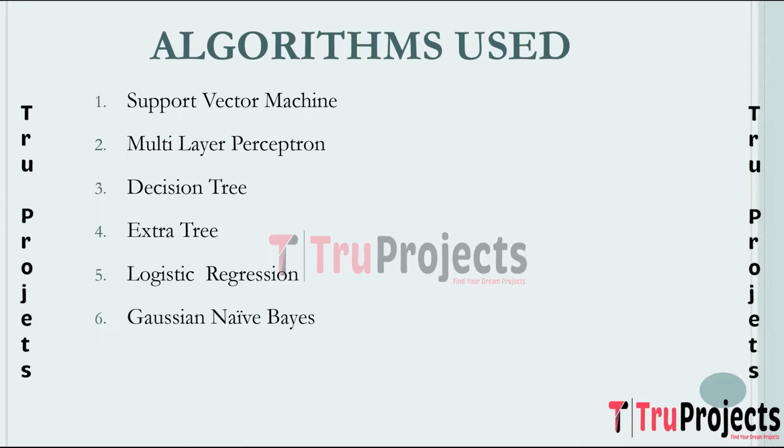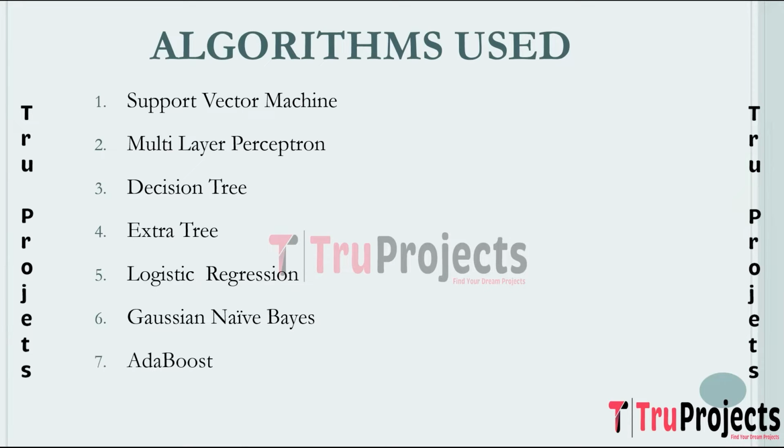The next algorithm is Gaussian Naive Bayes. Gaussian Naive Bayes is a probabilistic classifier based on Bayes' theorem and assumes that features are independent of each other given the class label. It models the likelihood of a feature given the class using Gaussian distributions. It is used for classification tasks in the project, especially when dealing with continuous valued features. It is computationally efficient and robust to irrelevant features.